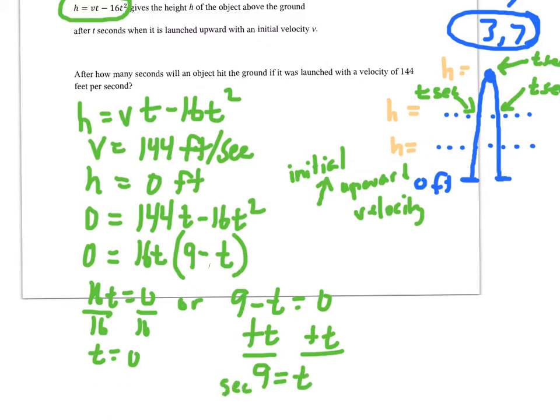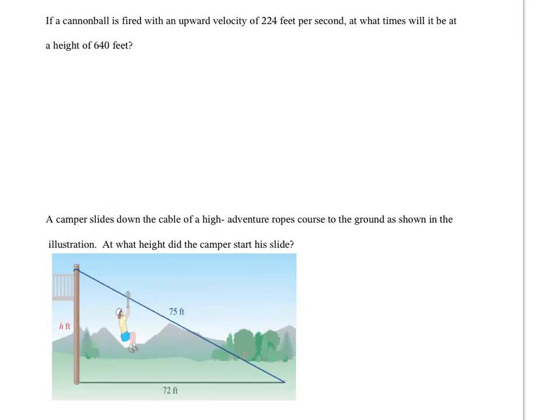So it took the object 9 seconds to go all the way up and all the way back down at that initial upward velocity. All right, let's go to the next one. Let's do another vertical motion problem. Notice this one is not going all the way back down to the ground. A cannonball has an initial upward velocity of 224 feet per second. At what times, notice plural, will it be at a height of 640 feet?